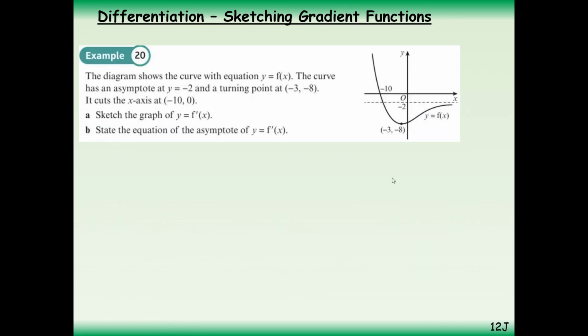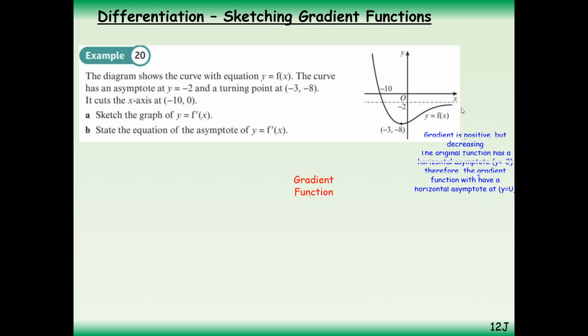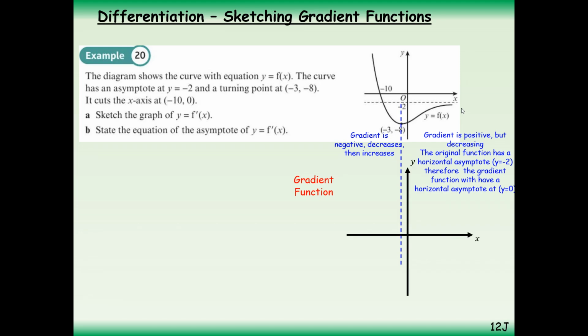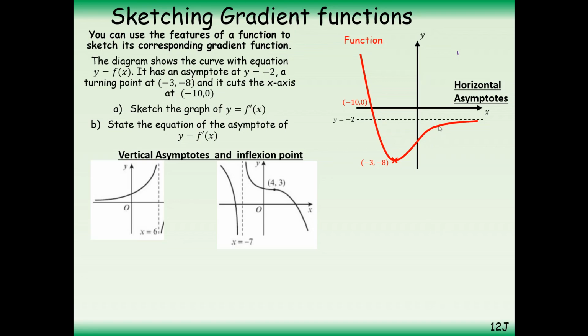Now in this next example, taking this example out of the book, we've got a turning point at minus 3. The x coordinate is at minus 3. That's the only turning point we have. We have a horizontal asymptote on the graph, and it doesn't matter what the horizontal asymptote is, to be honest with you. What matters is that where that turning point is, we're going to have a zero on the gradient graph.